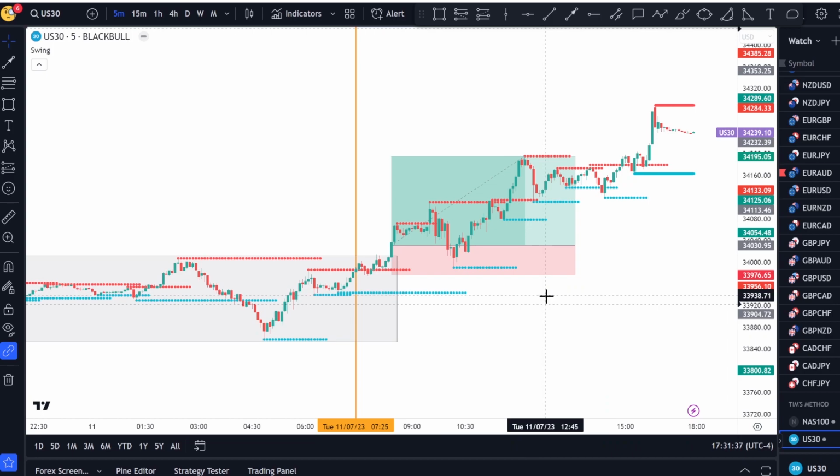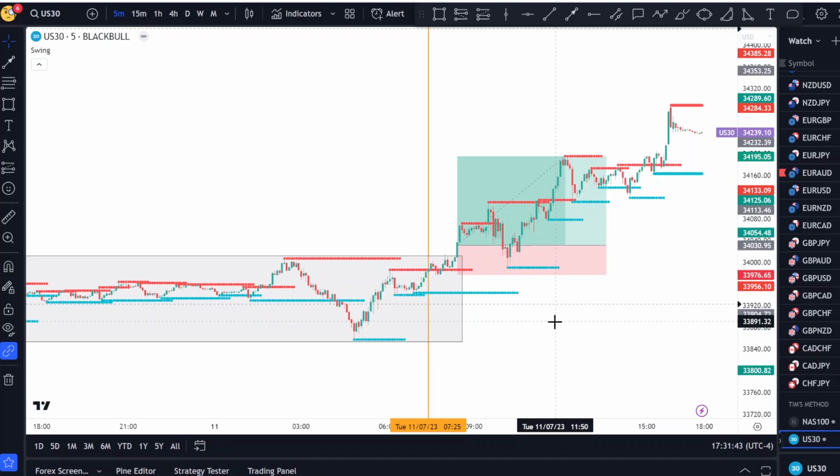I think Teams method is pretty good for indices and futures.